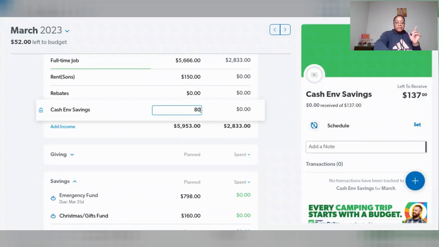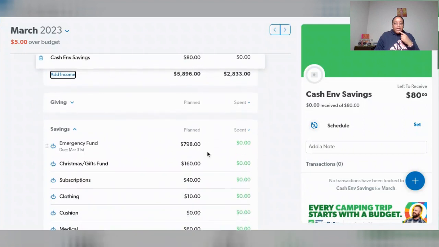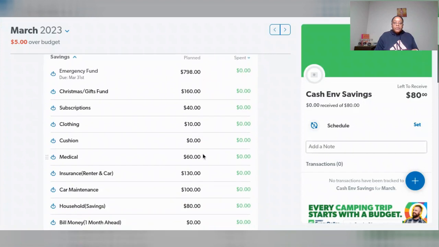I took $6 and I put it into my little fund for my savings challenges. This is where the money comes from. So I took the ones and I put it in there, and it's just the $80 that went into this month's cash envelopes. So that's $80 on $5 over budget. And let's see if I got anything else over here. No rebates.